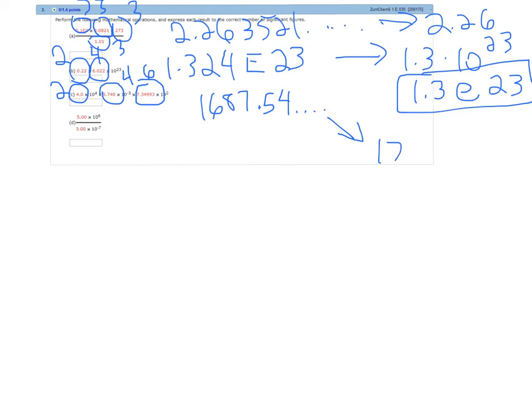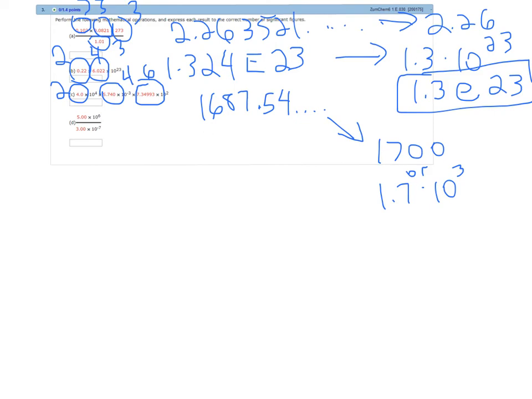So 1687 rounds to 1700. If you wanted to avoid the ambiguity of the zeros in the 1700, because sometimes you have to assume that they're not significant, and in this case we mean that, but you could also write it in scientific notation as 1.7 times 10 to the 3rd.